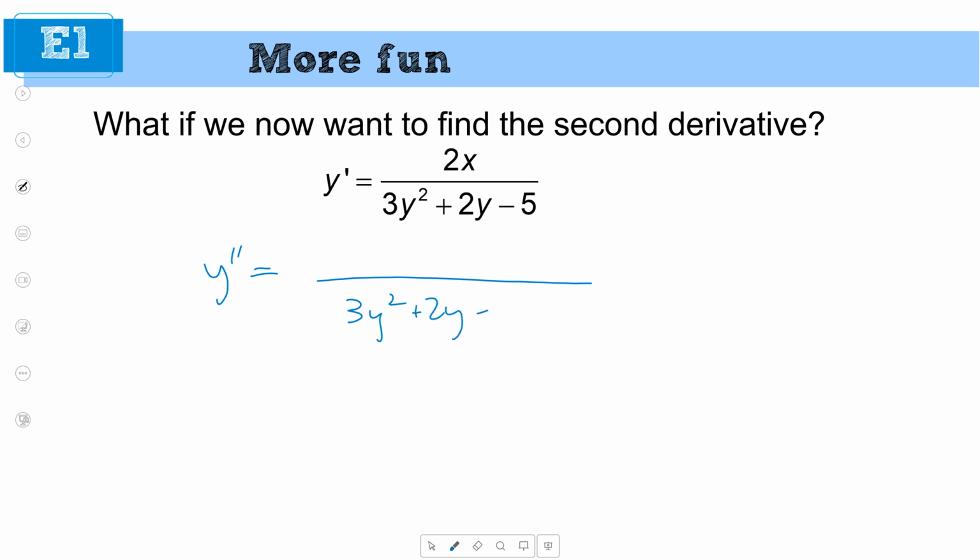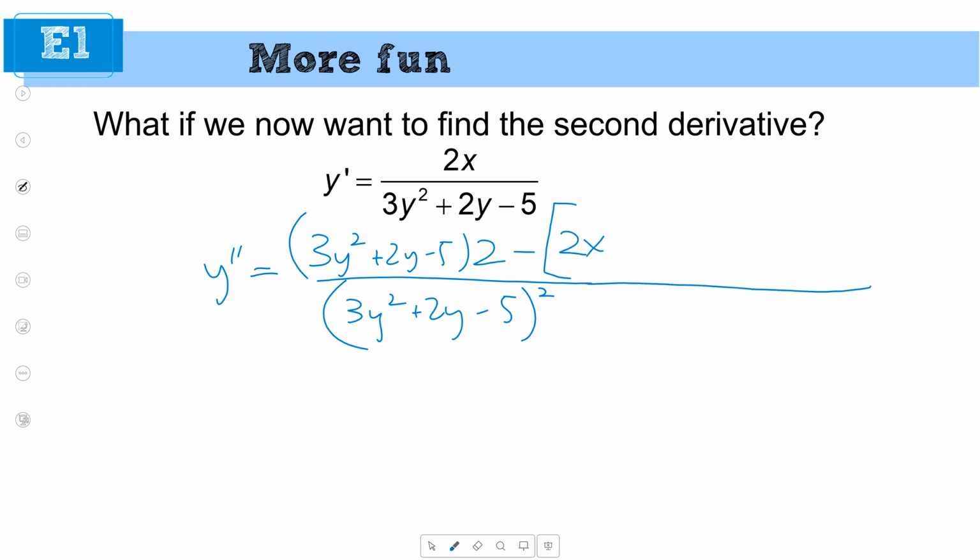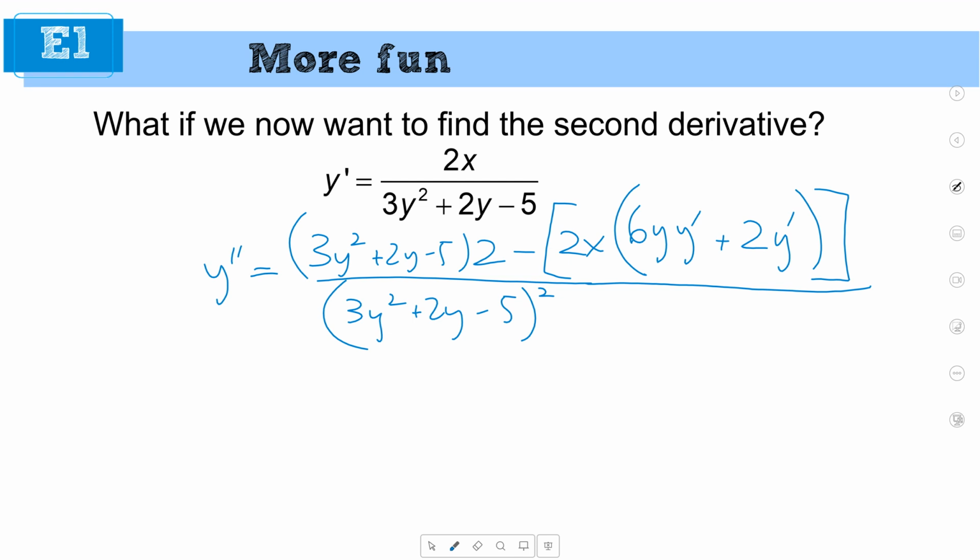3y squared plus 2y minus 5 on the bottom and square it. Bring that up on top. 3y squared plus 2y minus 5 times the derivative of the numerator. But the numerator only has x's in it, so I just get 2. Minus, big bracket, the top, times the derivative of the denominator, which is 6y y prime plus 2y prime, close parentheses, close bracket. Where did the 5 go? Disappears, it's constant.